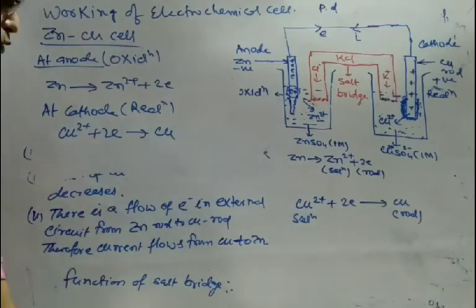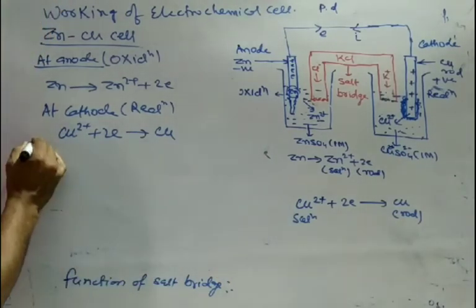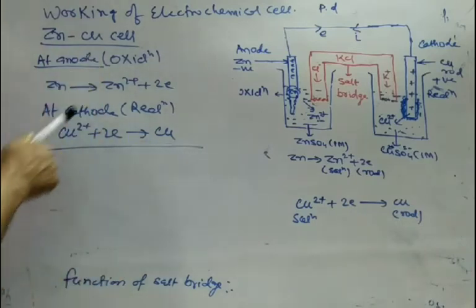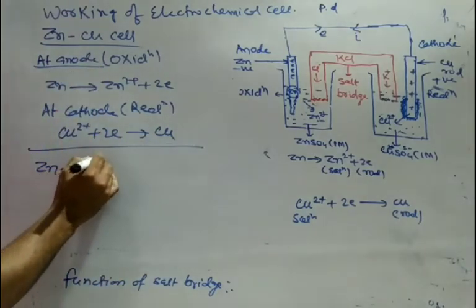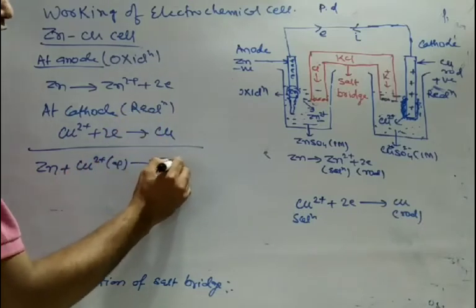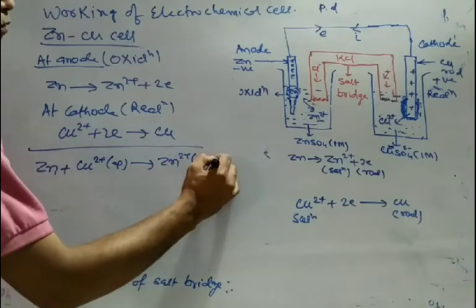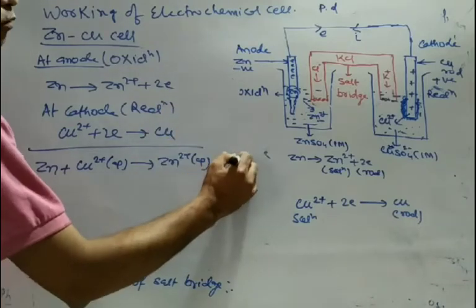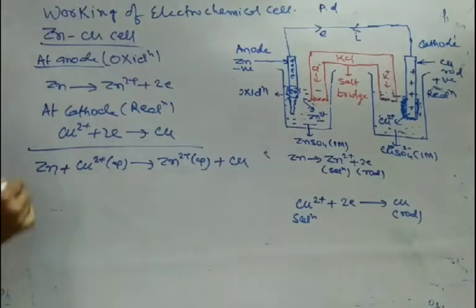Right? Now, what will the overall cell reaction be? The overall cell reaction will be, if you add these two reactions, Zn plus Cu2+ ion gives Zn2+ ion in solution. You can write the concentration also, plus copper. Okay. Now, how can we represent this cell?